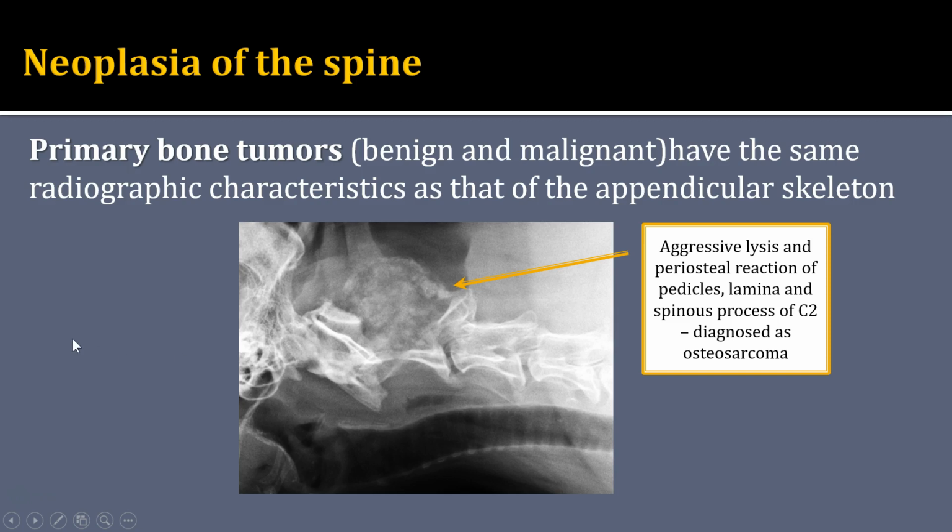Of the malignant ones, osteosarcoma and chondrosarcoma are most likely. Since this is an aggressive lesion, certainly fungal osteomyelitis might also be on our differential list. Again, we're not going to be able to tell the difference just by radiographs alone.